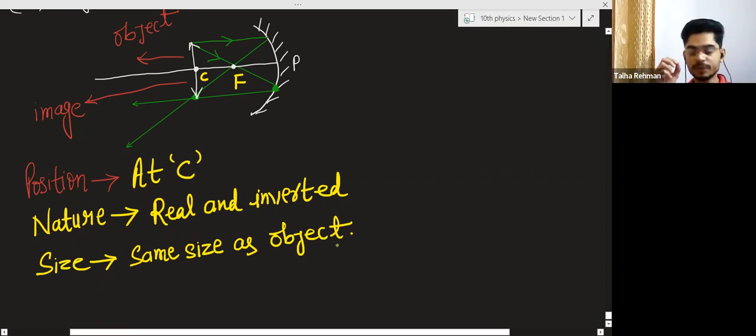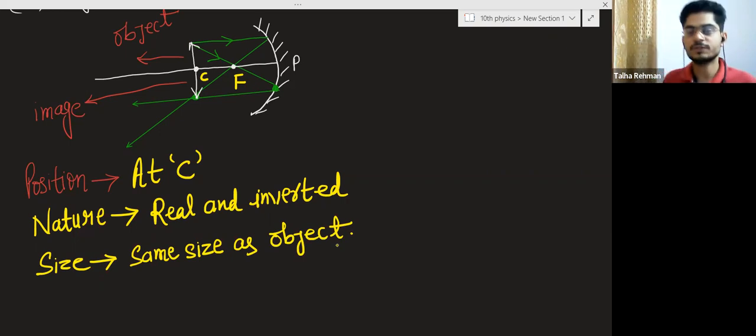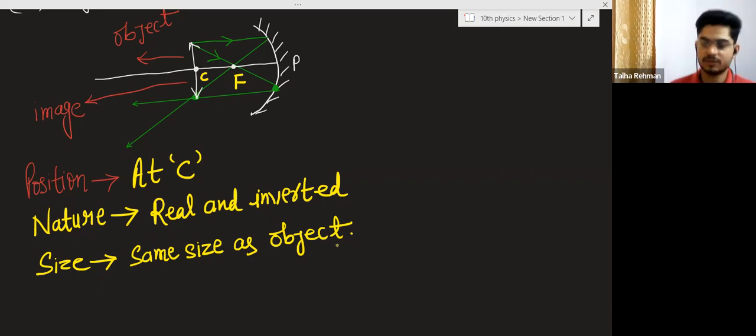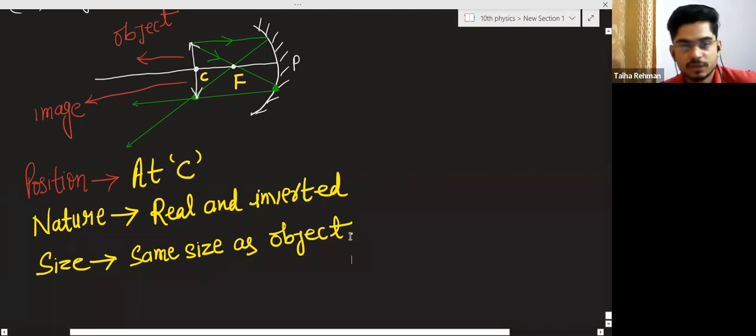In plane mirror also, no matter what is your position in front of the plane mirror, the image will form same size of the object with respect to position.